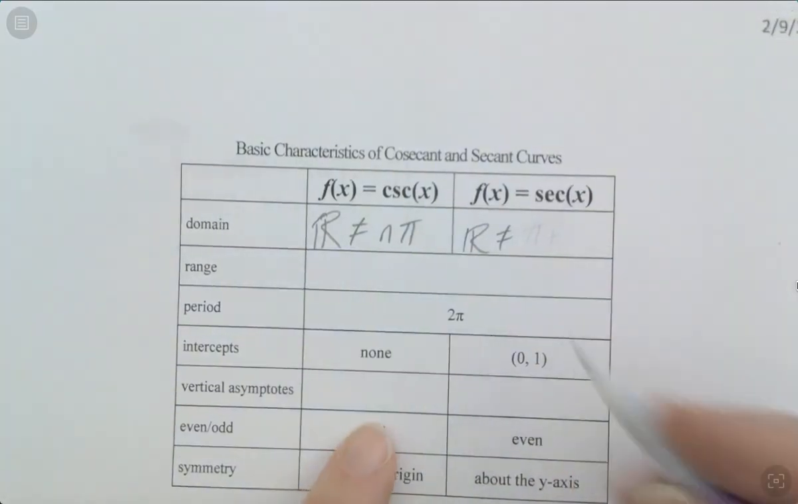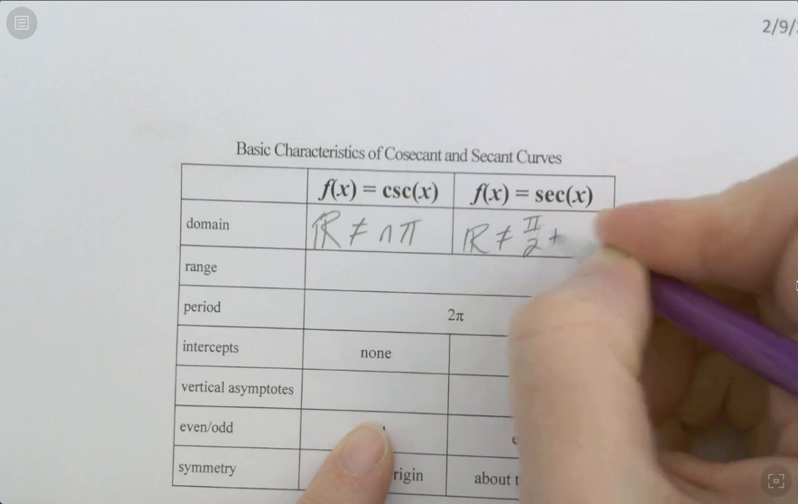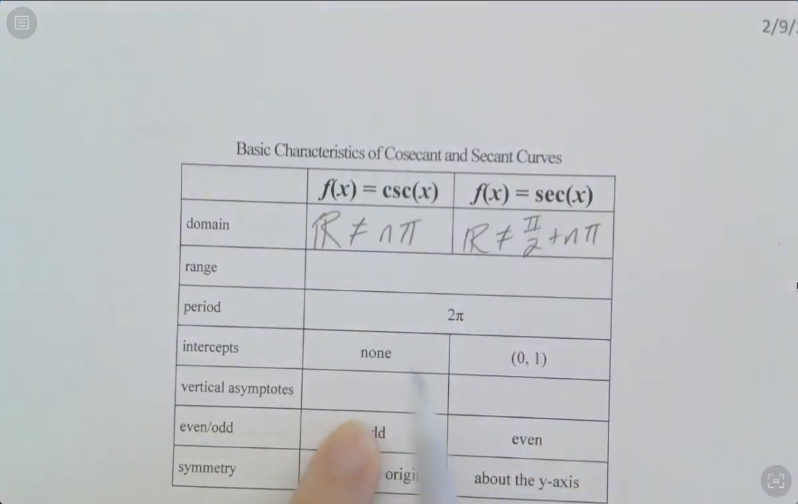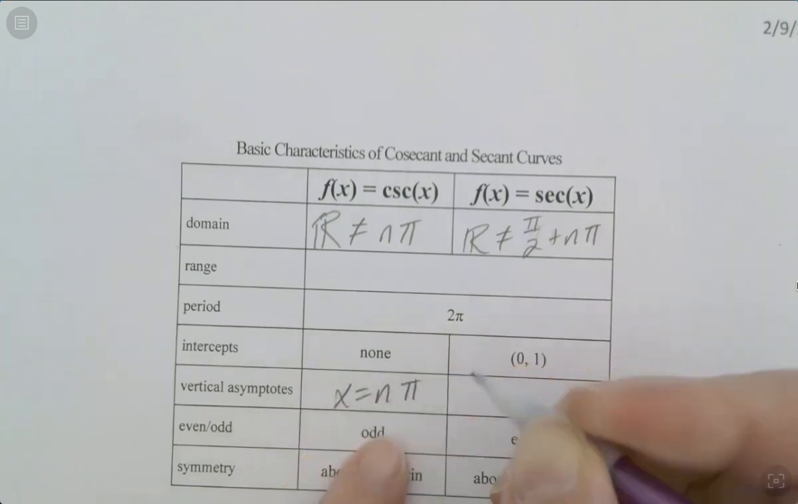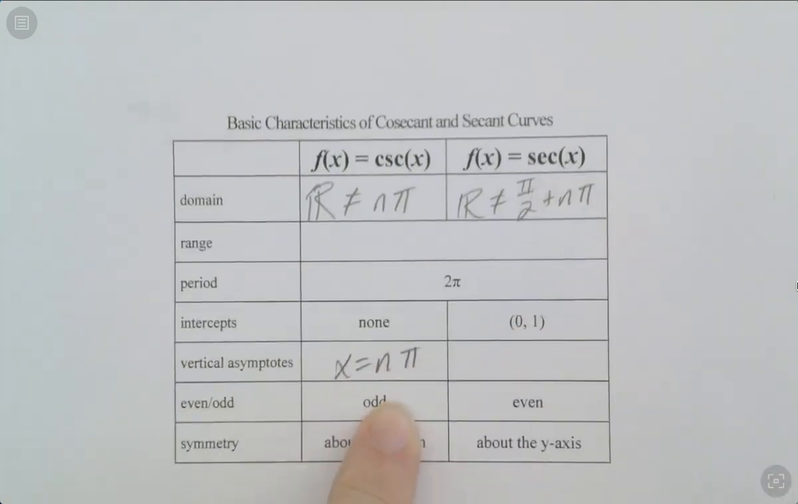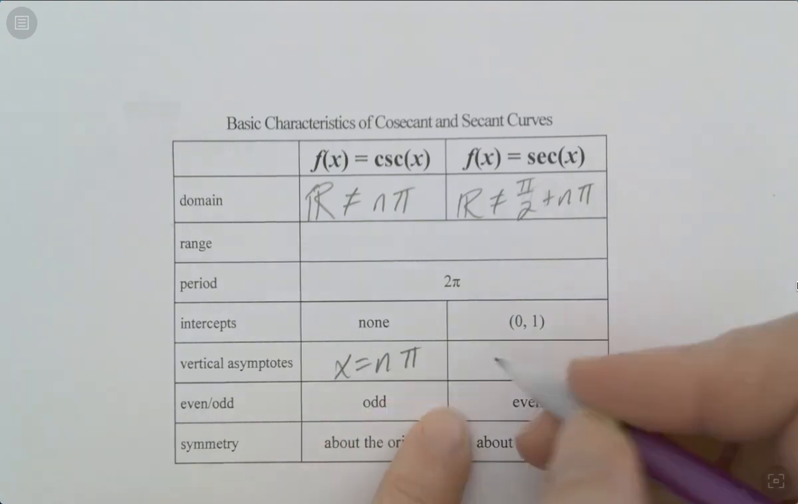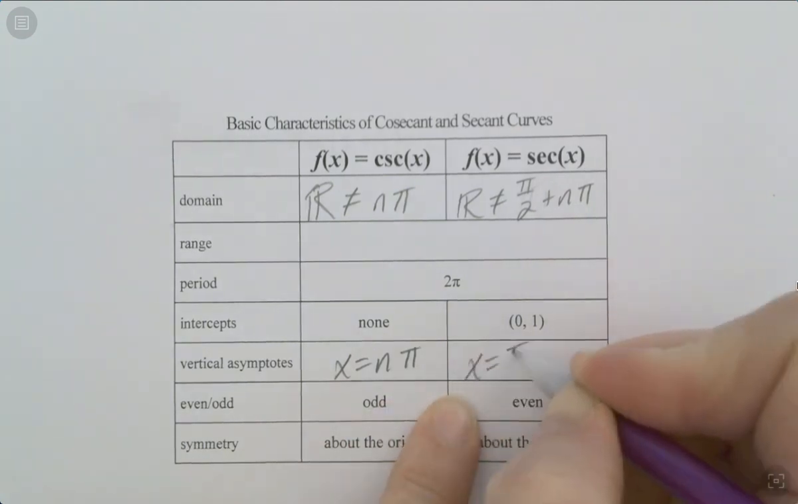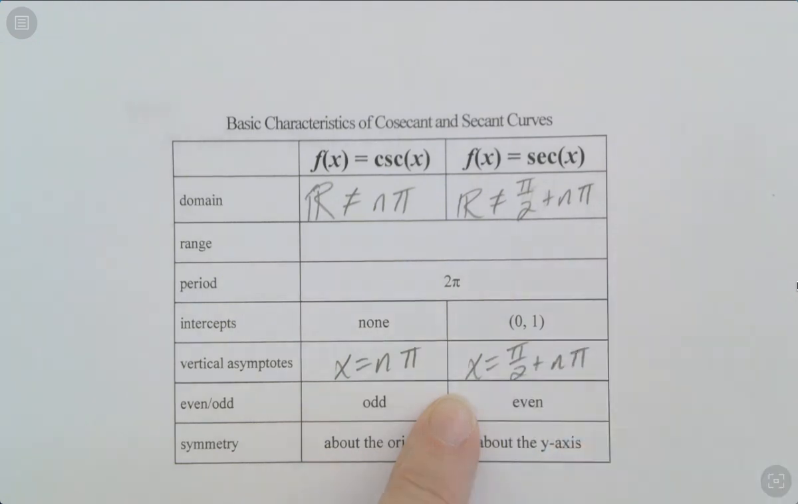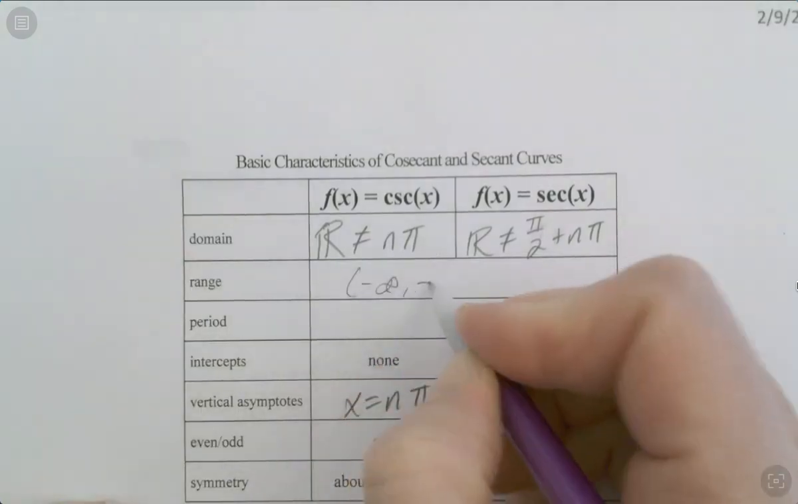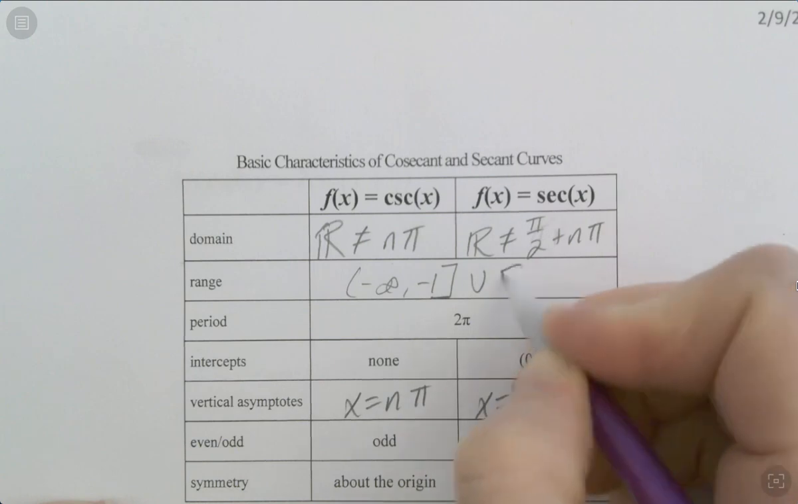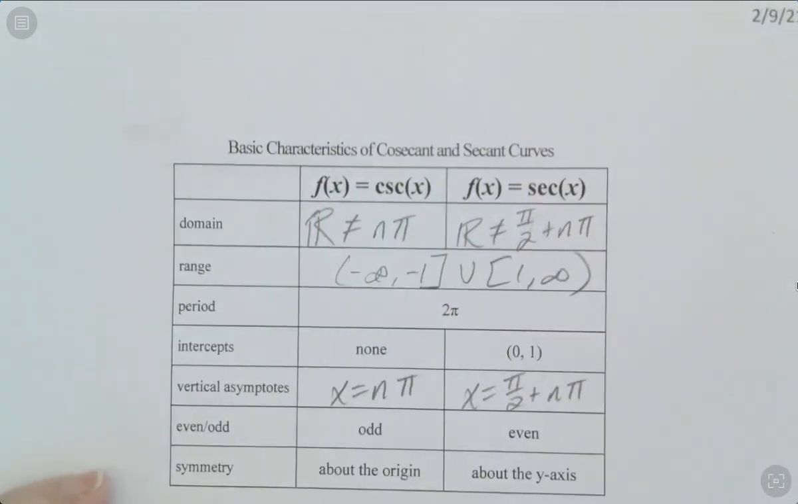The secant function. We can actually jump down and do the vertical asymptotes at this point, because the vertical asymptotes for the cosecant function would be x is equal to n pi. Make sure you write the x equals, because asymptotes are lines, and lines have equations. And then for the secant function, it's going to be x equals pi over 2 plus n pi. Let's talk about the range. They have the same range. Nailed it. So yeah, we have to go from negative infinity to negative 1, including the negative 1. Union. And then from 1 to infinity.